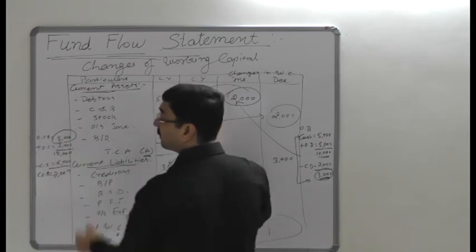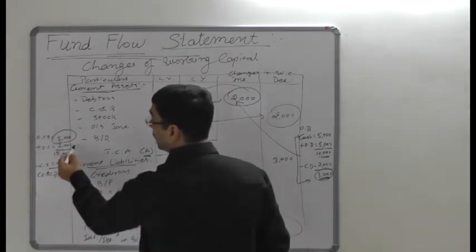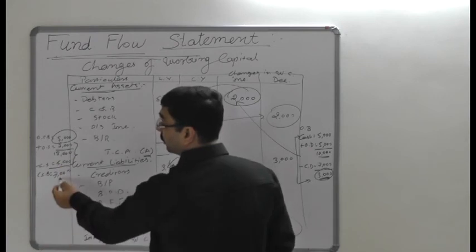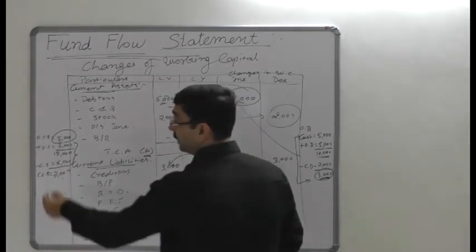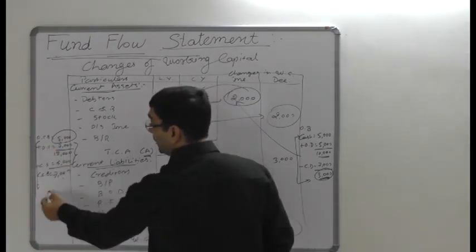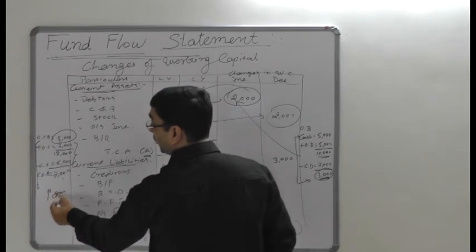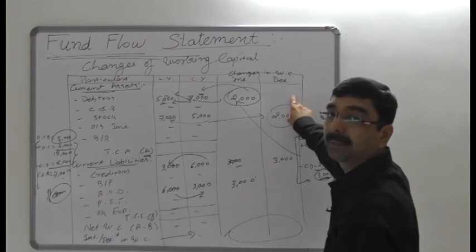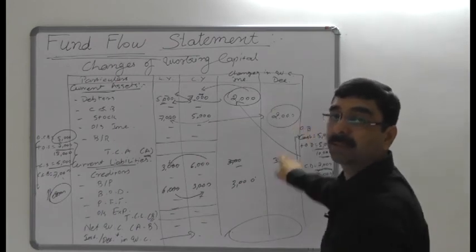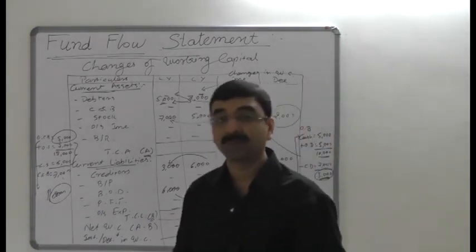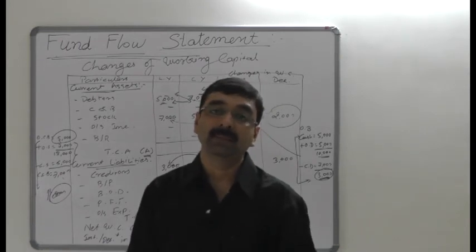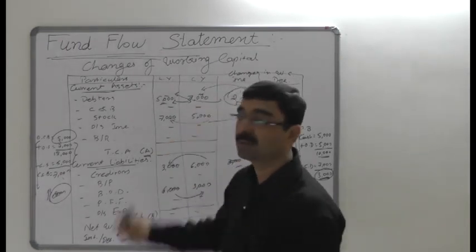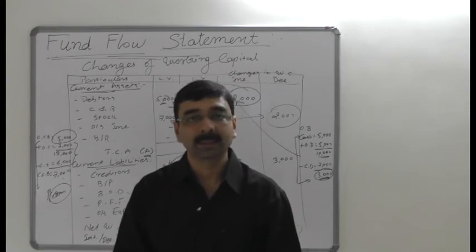What was your opening cash balance? 5,000. What is the change after this transaction? Your closing balance is rupees 7,000. That means your closing balance has increased by 2,000 rupees. That increase affects a decrease in working capital, and a decrease in working capital is why it's a source of your working capital. This is all about the changes of working capital.